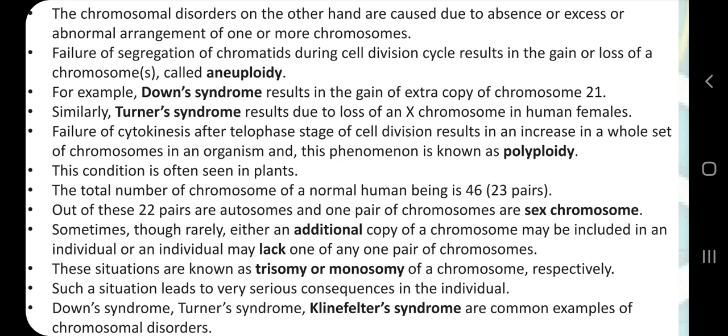The total number of chromosomes of a normal human being is 46, or 23 pairs, as we have discussed many times in this concept. I hope you all have remembered this. Out of these, 22 pairs are autosomes and one pair is sex chromosomes. We have learned about this in sex determination also. Sometimes, though rarely, an additional copy of a chromosome may be included in an individual, or an individual may lack one chromosome of a pair.